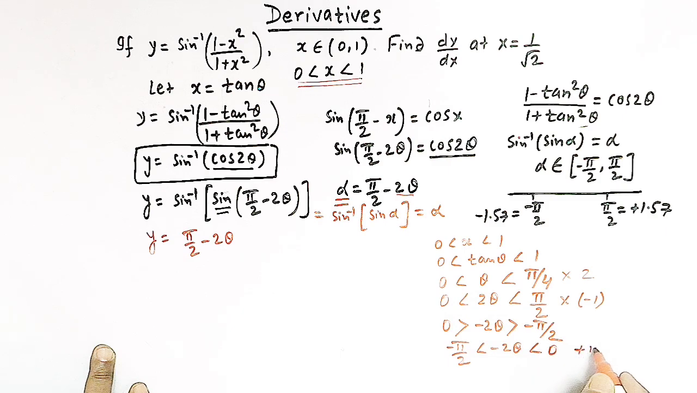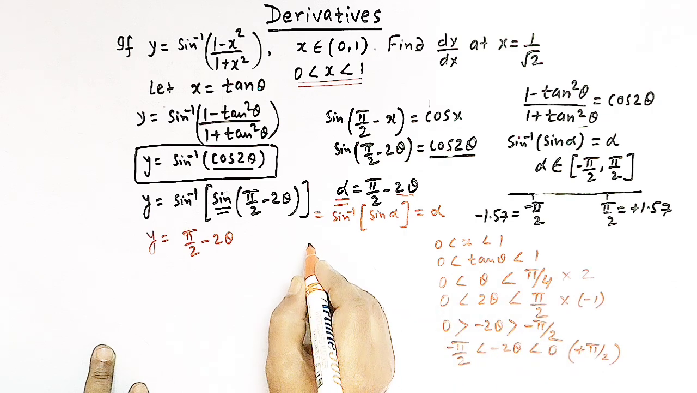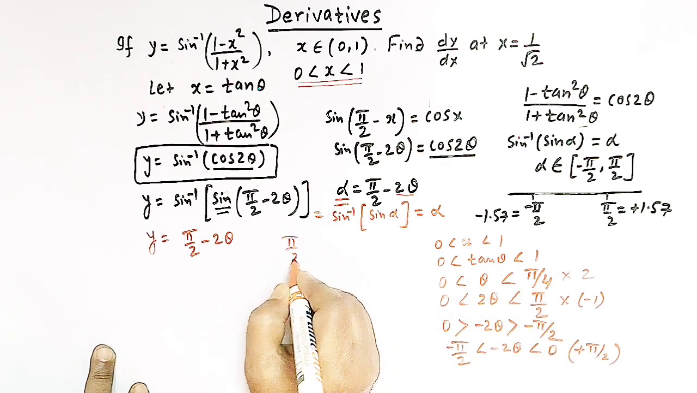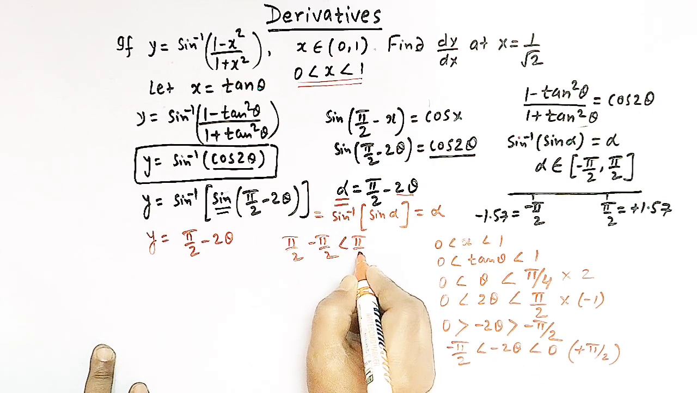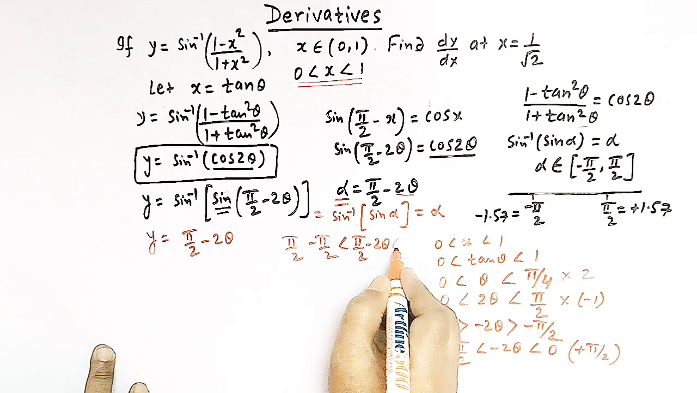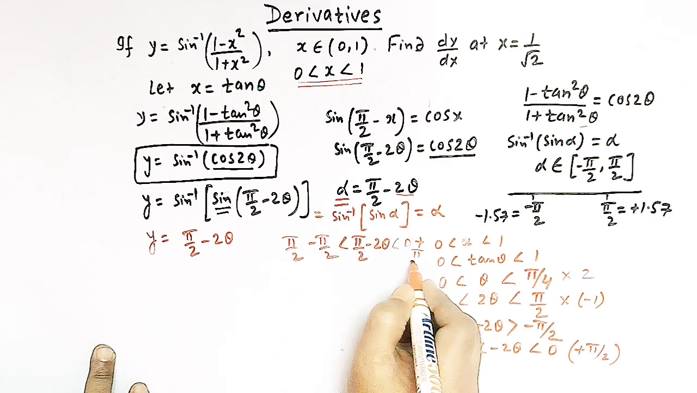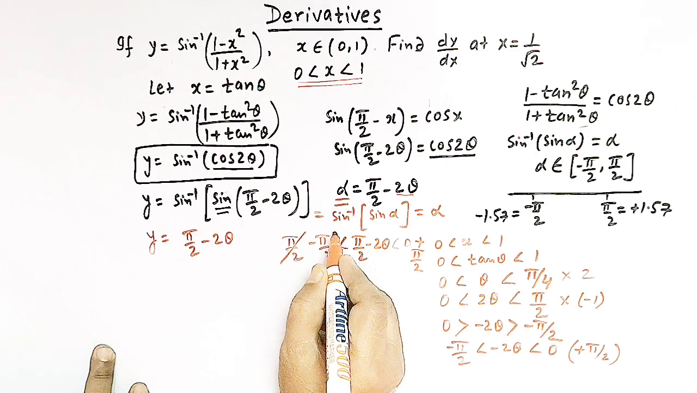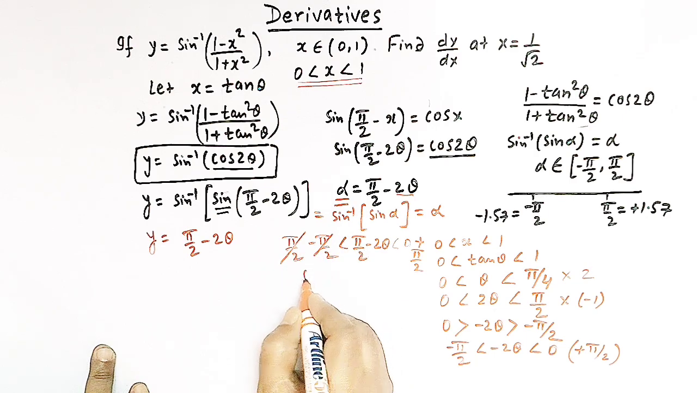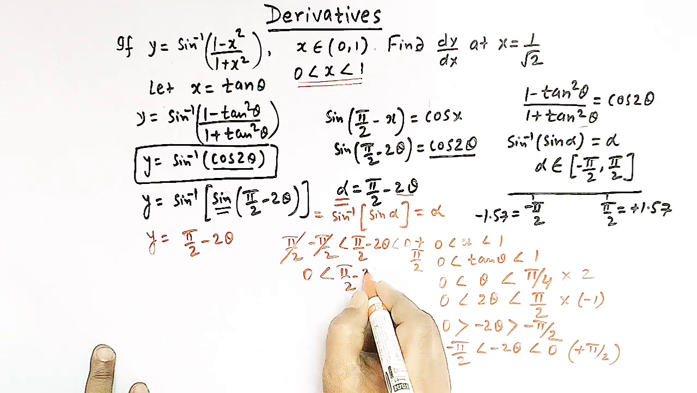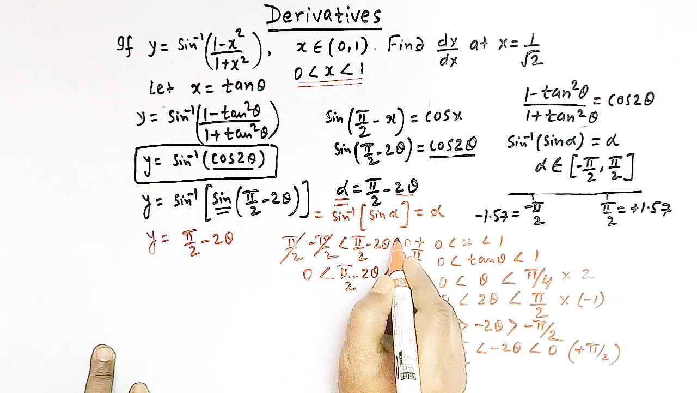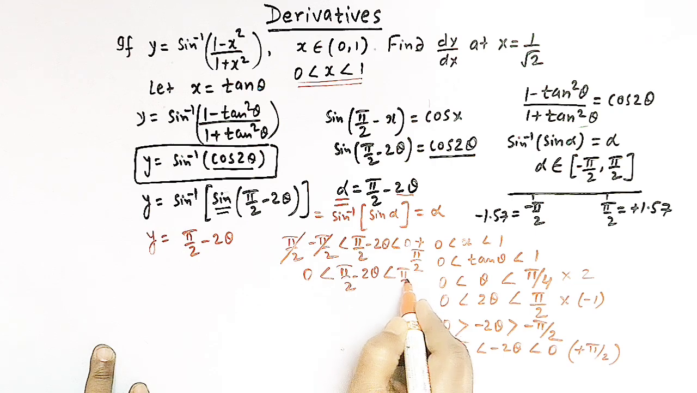So let us add pi by 2 throughout this inequality. So we have now here pi by 2, and here we have minus pi by 2. So adding pi by 2 throughout, we have here pi by 2 minus 2 theta, and then we have 0 plus pi by 2. So here these two terms get cancelled. So we have 0, here we have pi by 2 minus 2 theta, and here we have 0 plus pi by 2, that is pi by 2.